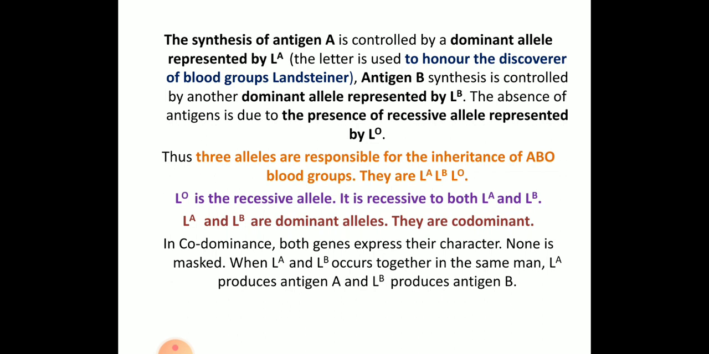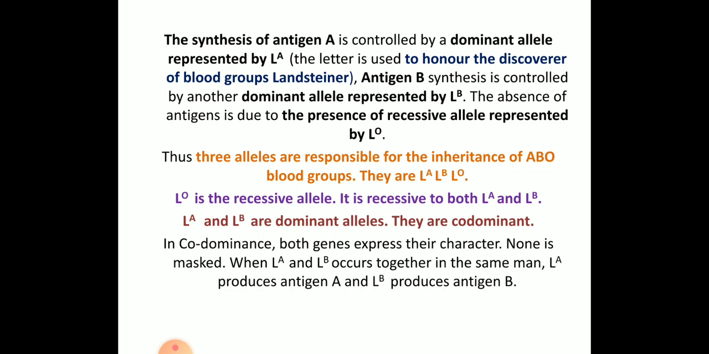LO is a recessive allele because it is represented to both LA and LB. LA and LB are dominant because they are present in the antigen. So due to this codominance, what happens? Both genes express their character, as you have studied already in Mendelism. So when two or more alleles express together, that is called codominance. The same thing takes place in the blood groupings also.